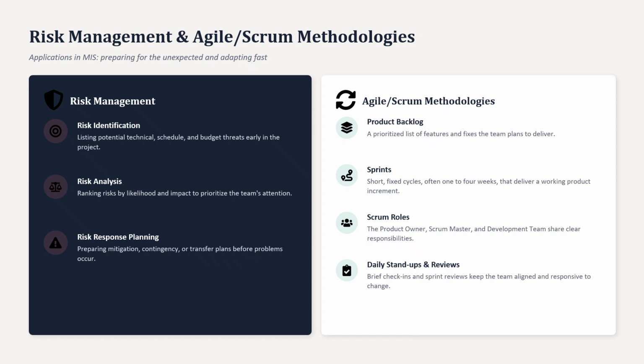Together, disciplined scheduling, risk management, and flexible agile practice help IT projects handle uncertainty without losing momentum. So we have next the conclusion.